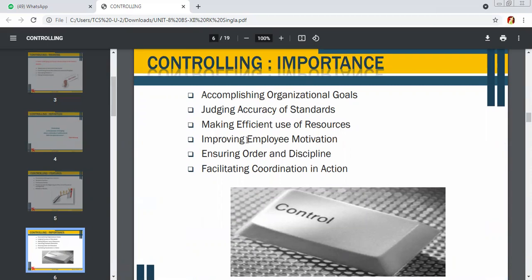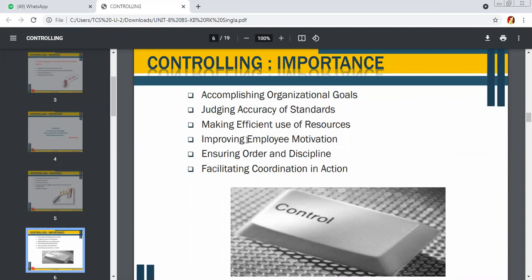What is controlling? Accomplishing organizational goals. As I told you, in controlling, we find out the deviations, we measure our standards with our actual performance. So it accomplishes the organizational goals. Judging the accuracy of the standard. Yes, in controlling, I'll explain the complete controlling process by which you come to know.